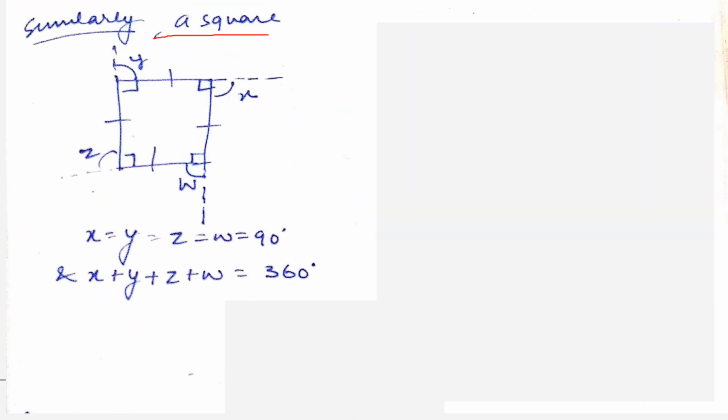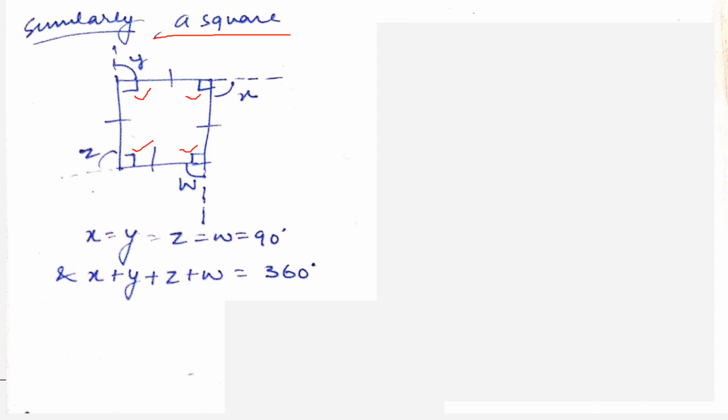Now I am checking the same property with a square for your better understanding. Suppose you have a square. Do you know a square can be said to be a regular quadrilateral? Yes, because a square has four sides, so it is a quadrilateral, and all sides are equal. Therefore, it is known as a regular quadrilateral. Again, you see all the interior angles are equal. All are how much? 90.